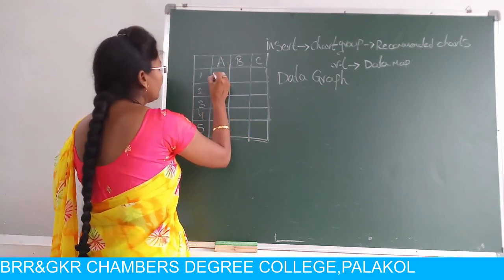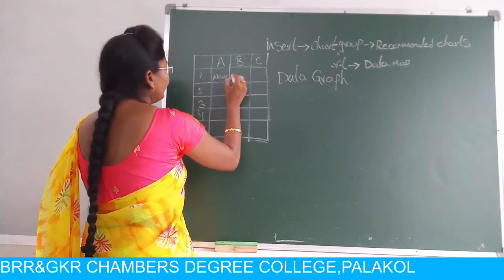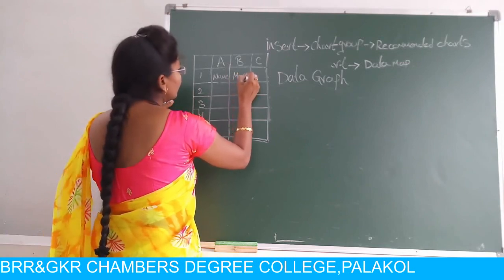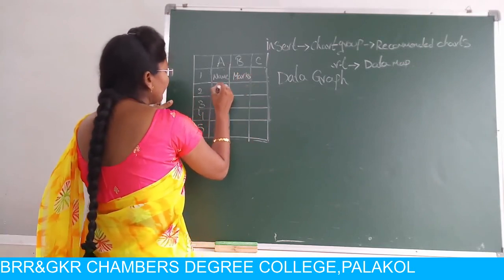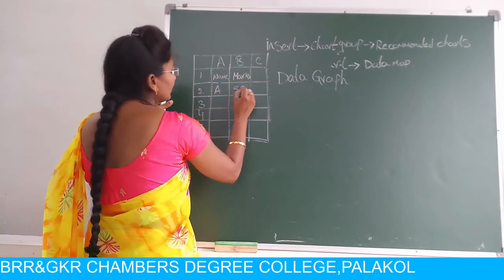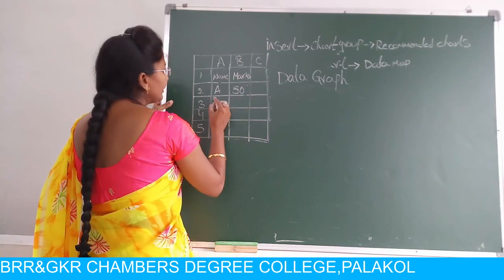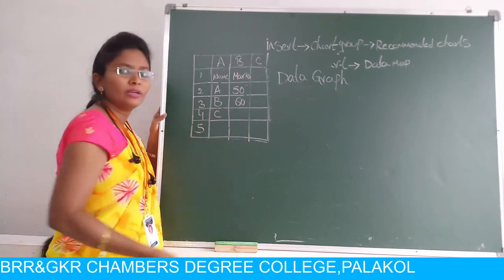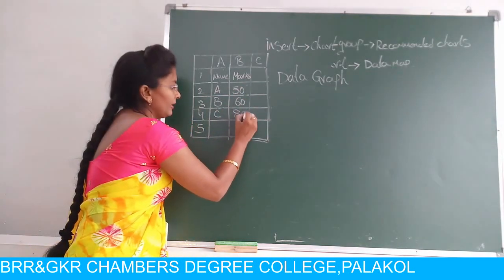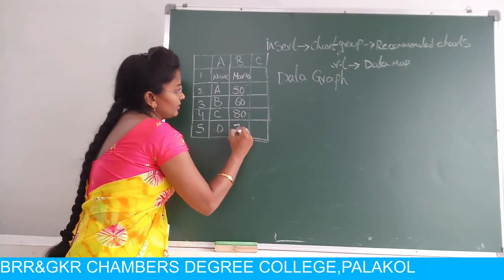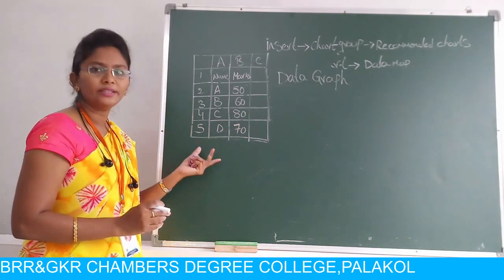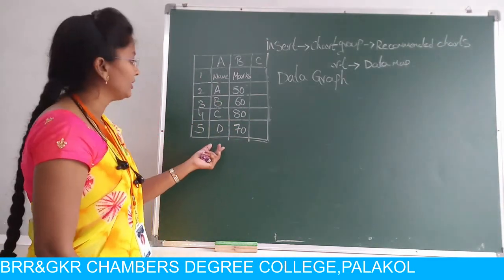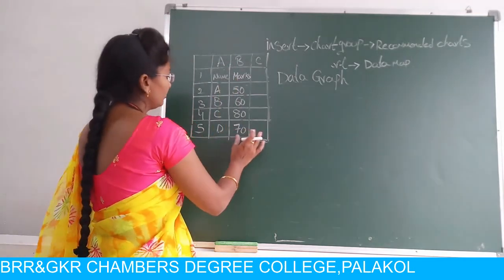Here, name and marks. Name as A, and marks 50. B scored 60, C scored 80, and D scored 70. This is the data I entered in the Excel sheet. After entering the data, select the total data in the Excel sheet, from cell A1 to cell B5.